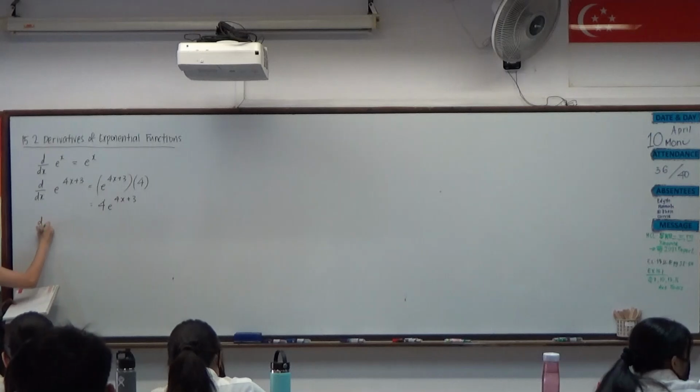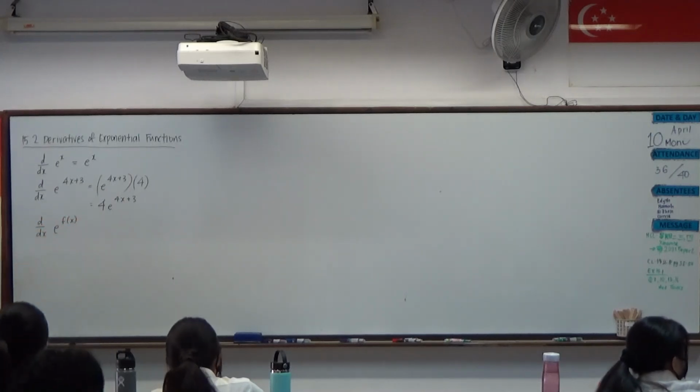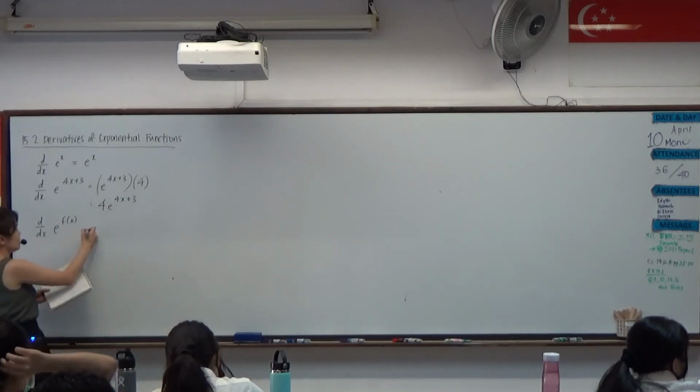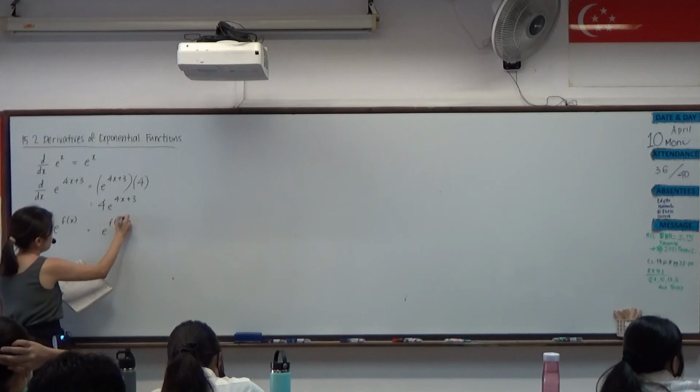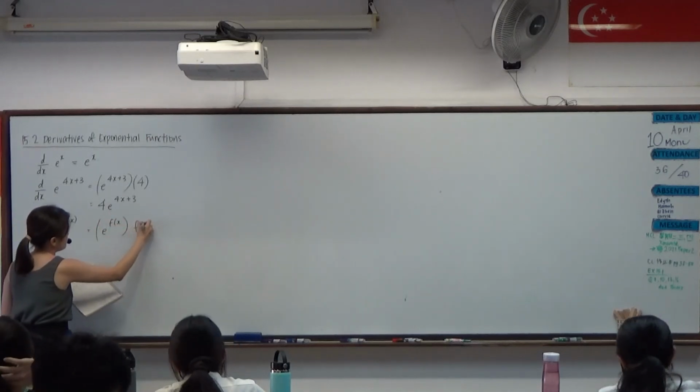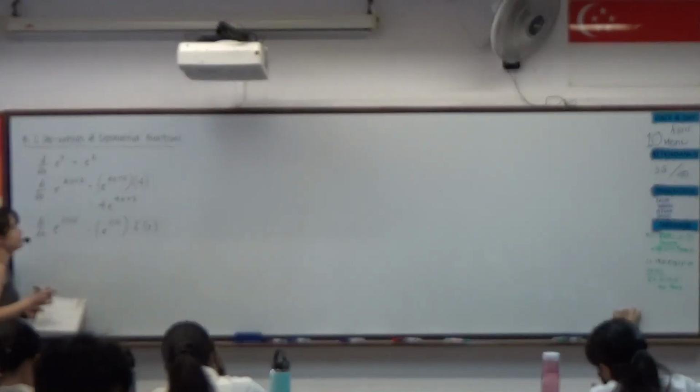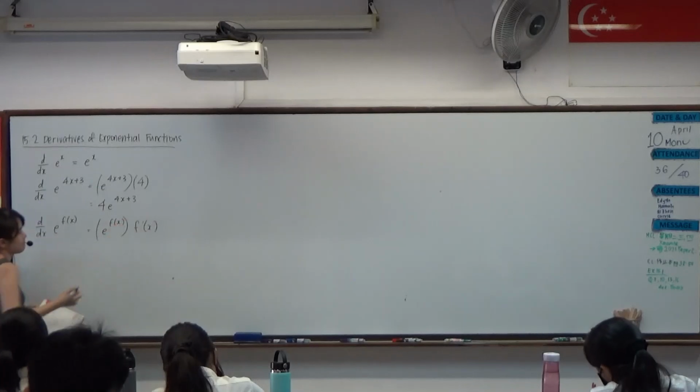Alright, so therefore in general, if it's e to the power of f(x), we will actually get e to the power of f(x) itself, followed by the derivative of f(x).